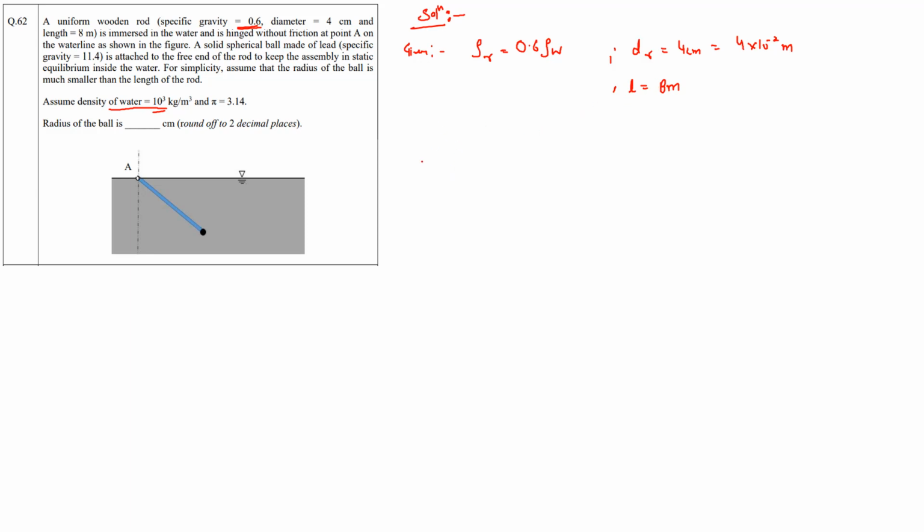Now for the ball, since the specific gravity is 11.4, the density will be 11.4 times the density of water. And the radius of the ball is unknown. That is what we need to find.